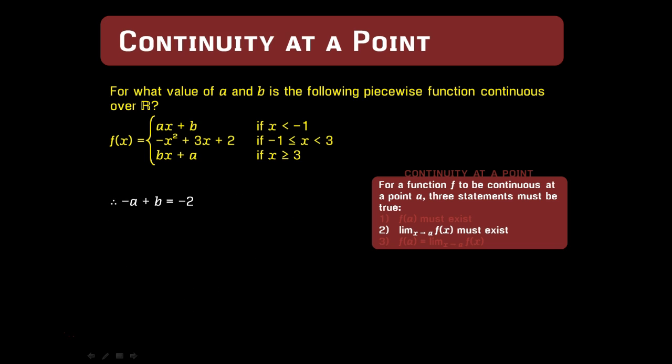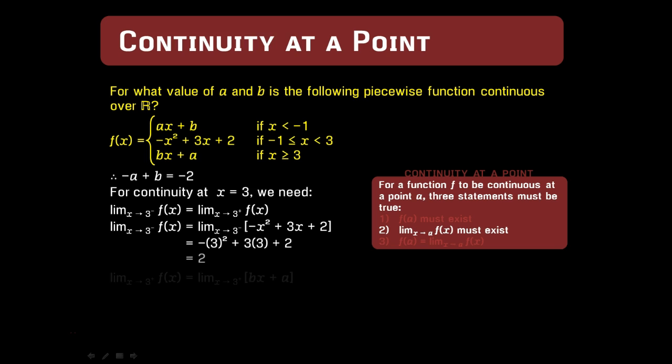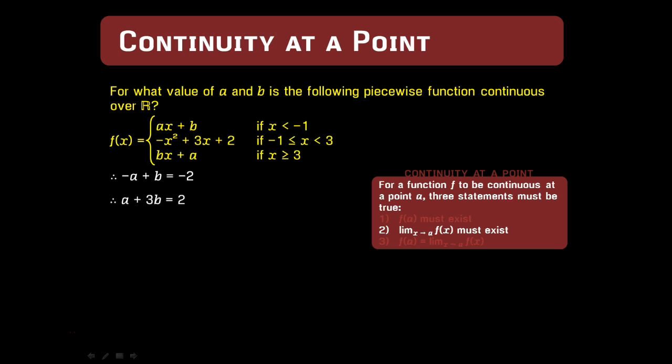Similar reasoning will give us another statement for x equals 3 and what's required for continuity there. The results of this analysis gives us a system of equations that we can solve to determine the identities of a and b. We've demonstrated the computational side of this question. For a full solution, you'll want to write a logical argument covering the process that got us here.